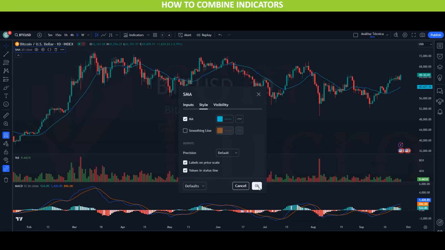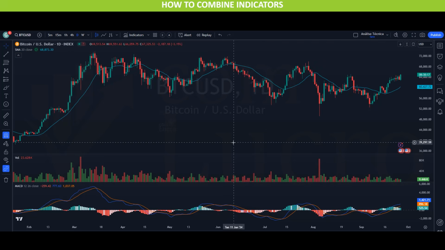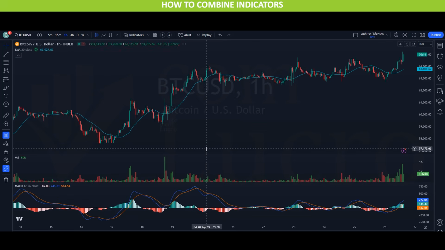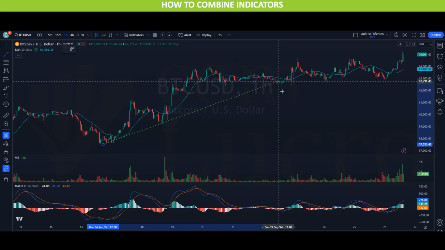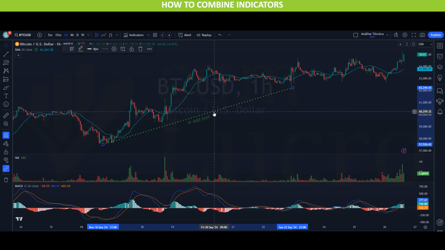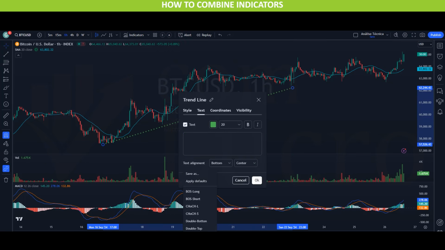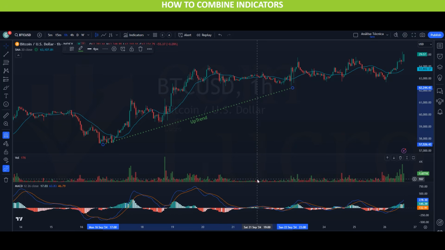A classic pairing is a momentum indicator, like the MACD, with a trend indicator, like the simple moving average. The MACD shows you when momentum is shifting, while the SMA shows you the direction that momentum is shifting within. When the MACD crosses above its signal line while price is trading above the SMA, you're no longer guessing. You have two independent readings agreeing that a move is developing.